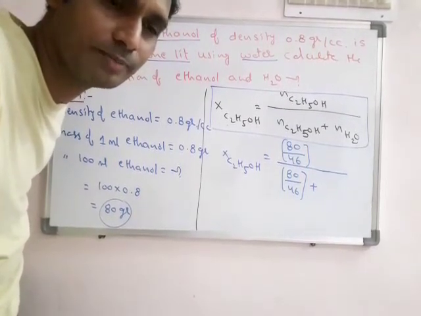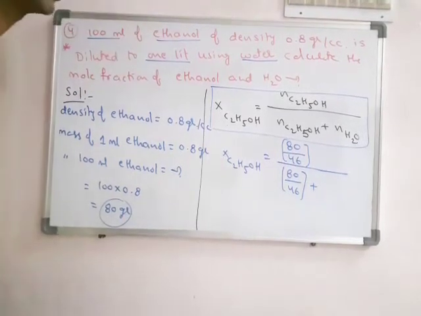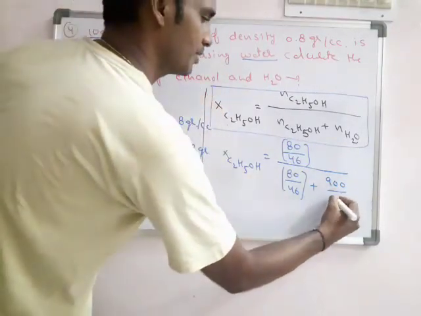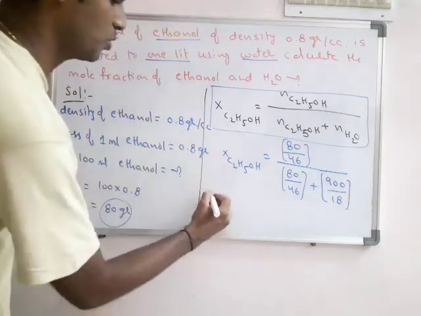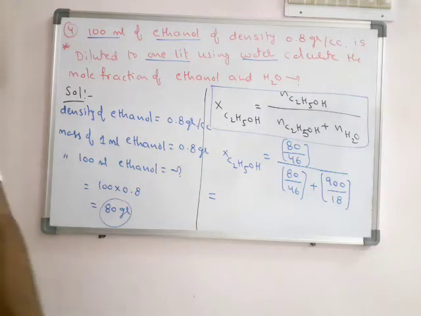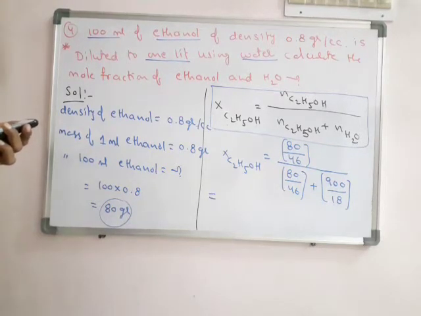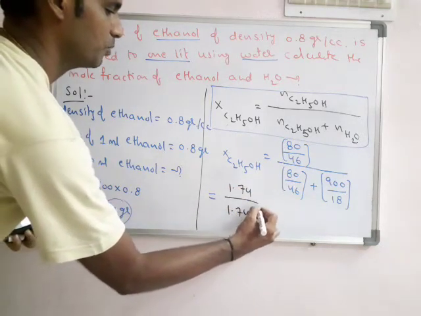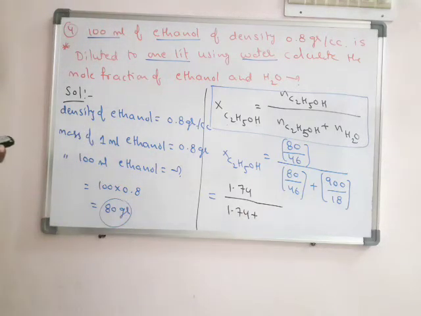So we did this type of model in molality. Okay, so water here is 900 grams, 900 milliliter of water, so we take 900 grams by 18. On this final calculation we will get 1.74, so by again 1.74 plus 50. Exactly 50 we will get, no doubt.